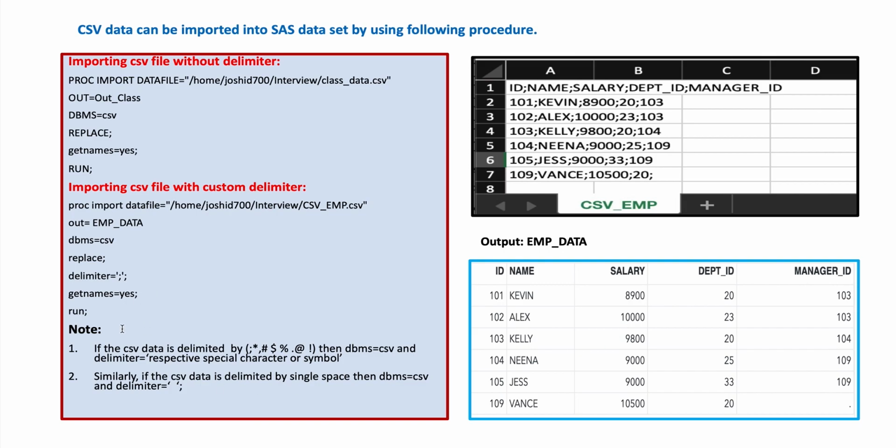There is a note. If CSV data is delimited by some special characters or symbols, then dbms is CSV and delimiter is the respective special character or symbol. Similarly, if CSV data is delimited by a single space, then dbms is CSV and for delimiter, inside the code we use a single space.